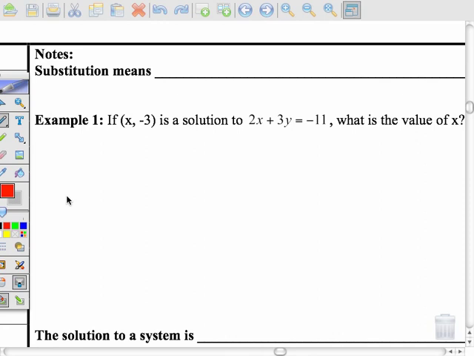And what substitution means is that you're going to replace the variable with a number and solve. So what we're going to do is take a variable. You have x or y. It could be any letter. You take the variable, you're going to replace it with a number, and then you can solve the equation.